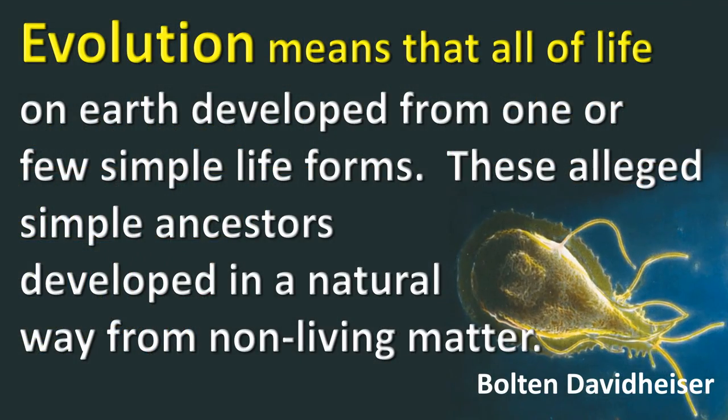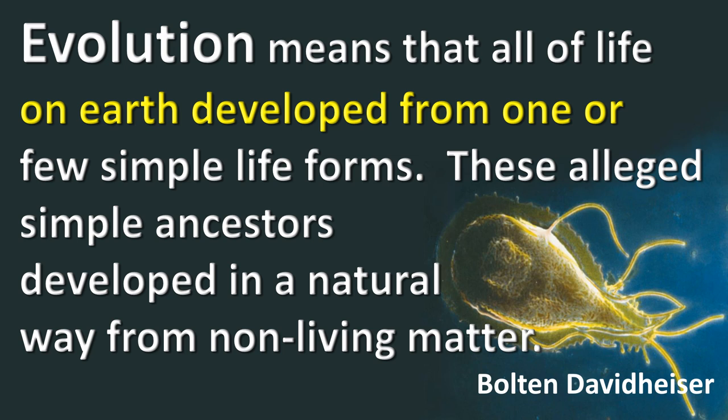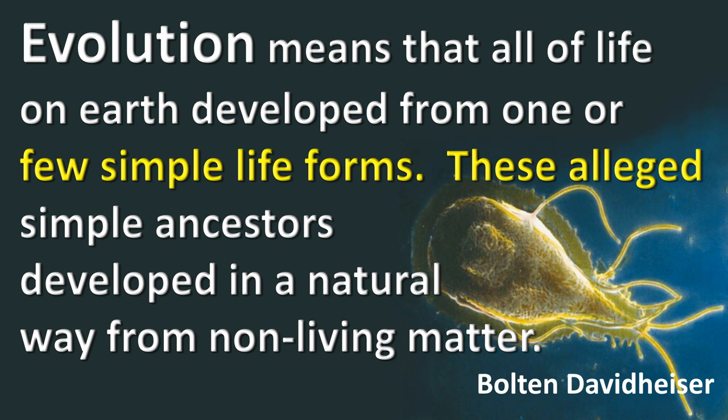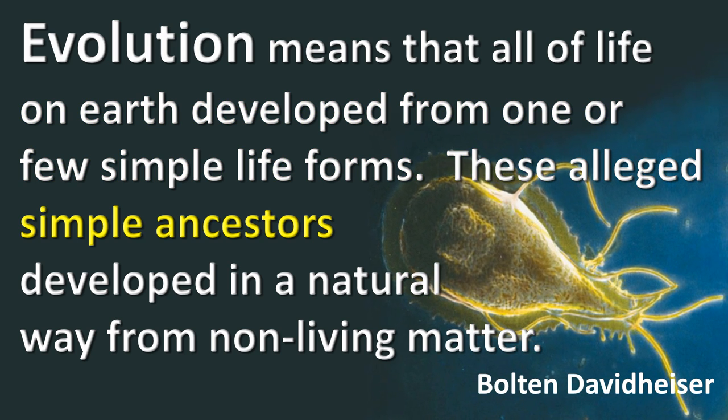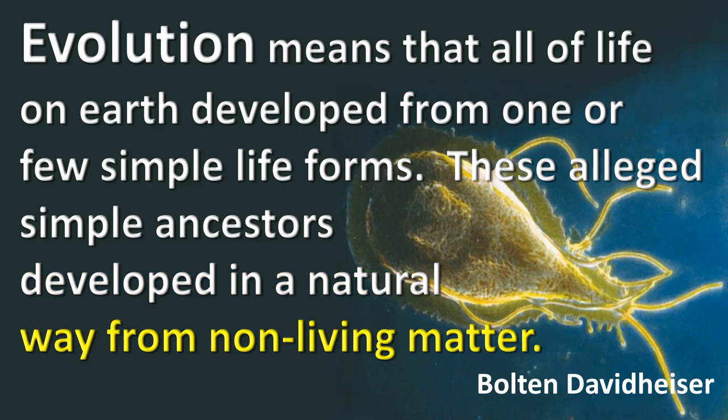Now, a shorter version comes from our friend Bolton David Heiser. And I think it's just as good a description or definition of evolution. And he says evolution means that all of life on Earth developed from one or few simple life forms. These alleged simple ancestors developed in a natural way from non-living matter. Again, non-living matter, molecules, and then life forms that eventually became man.